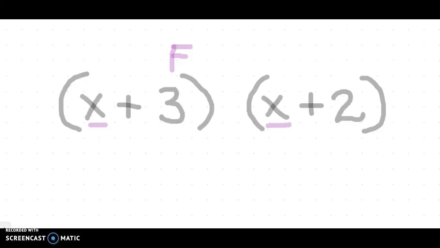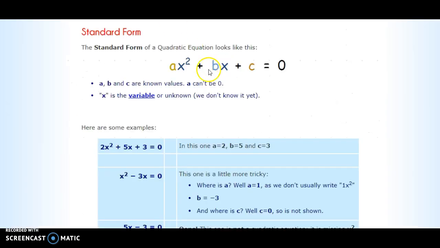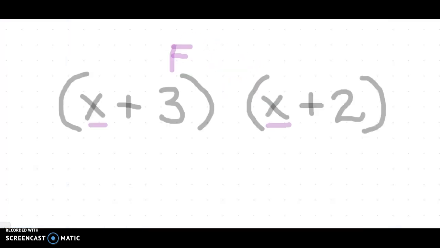Okay, everybody, we are going to use the FOIL method. To review, a quadratic equation looks like this in standard form: ax squared plus bx plus c. That is the standard form of a quadratic equation.